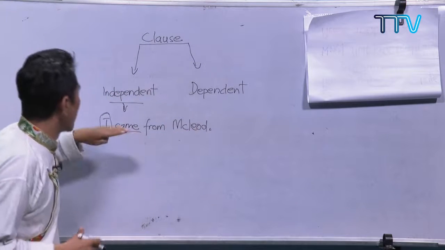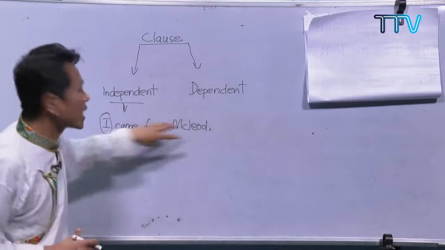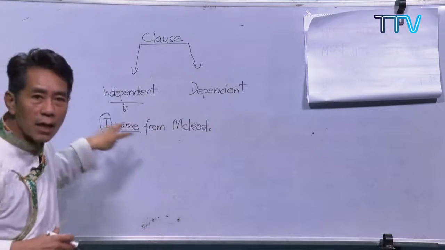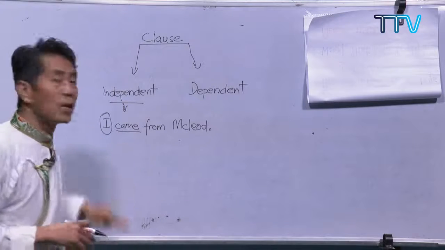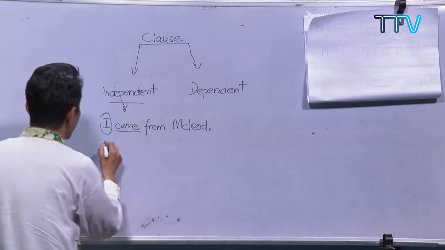Now this is independent. Why? Because it makes a complete sentence. It makes a complete meaning. It does not have to depend on others. So this is an independent.